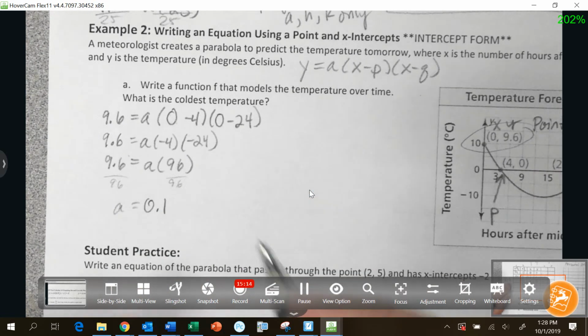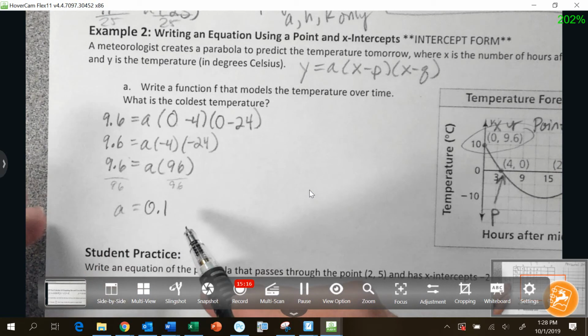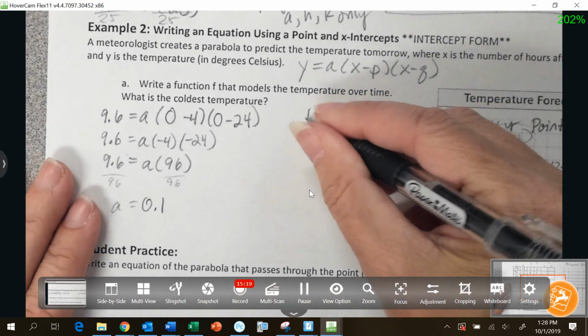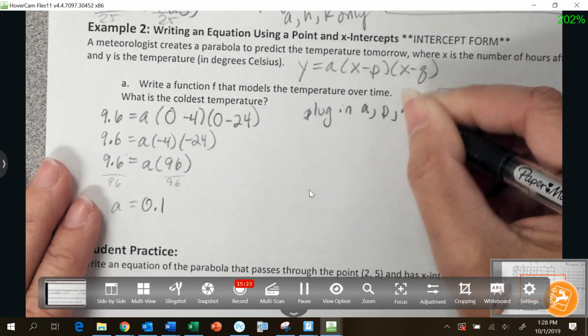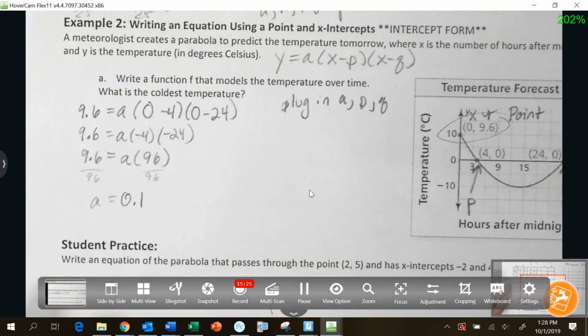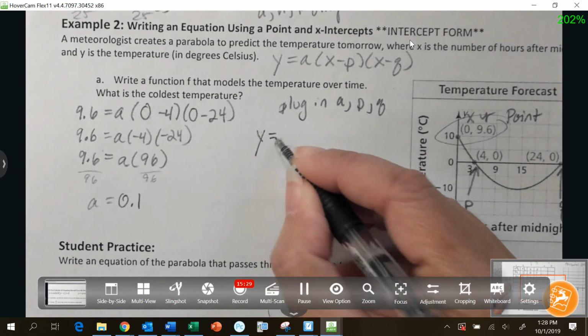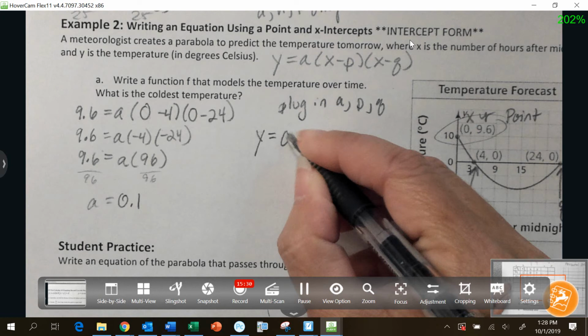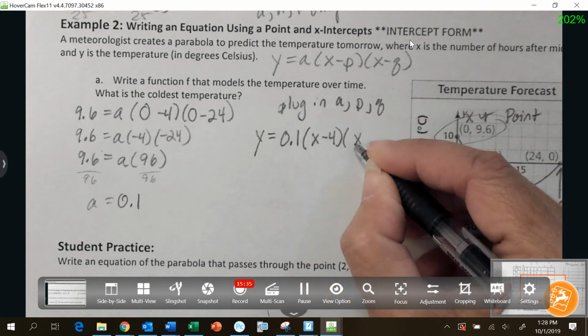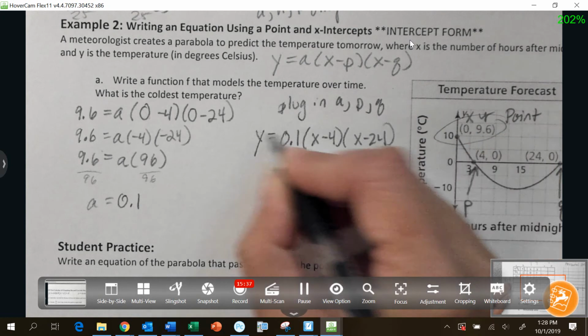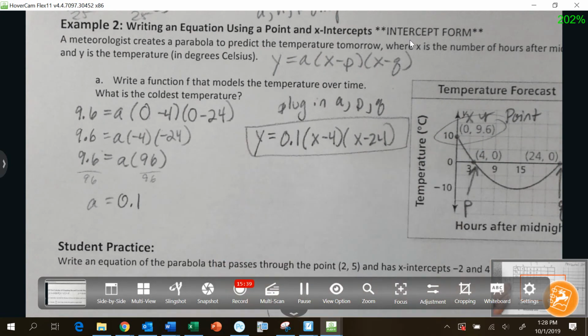So once you have that value, now we can write our equation. We're going to plug in the a, the p, and the q only. You're going to have your x and y as variables. So we'll have y equals 0.1 times x minus 4 times x minus 24. And that will be the equation.